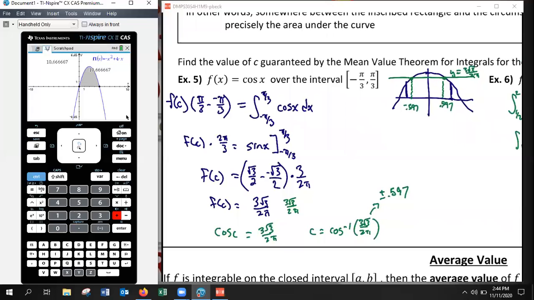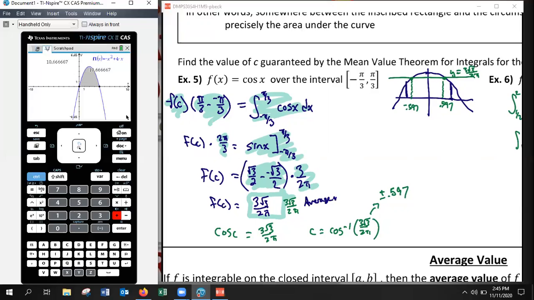So f of c times b minus a equals my definite integral. I evaluated my definite integral, which ends up reducing to the square root of 3. Don't forget your trig, by the way, the sine of pi over 3 and sine of negative pi over 3. On this step, I also multiplied by the reciprocal. So this right here, this square root of 3 over 2 pi, is known as the average value.